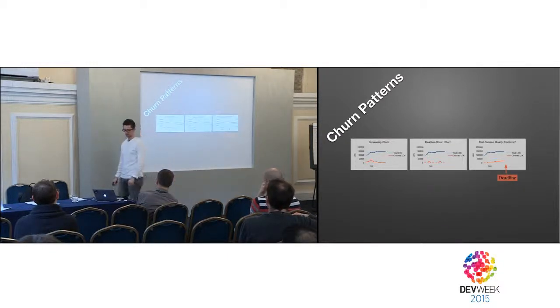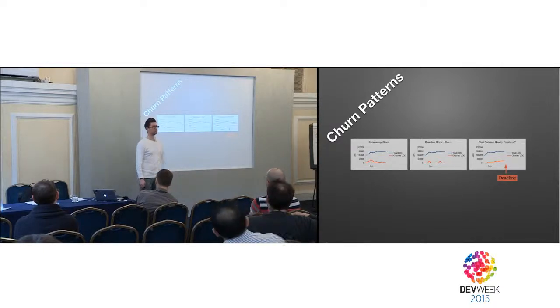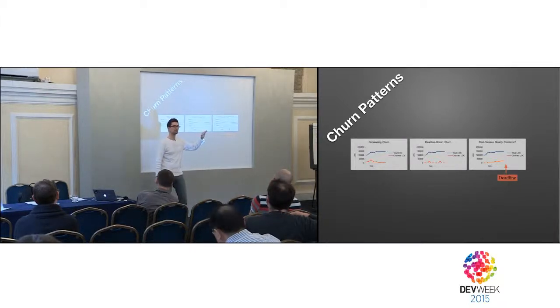The final pattern I want to show you is a place where you don't want to be. This is called a death march churn pattern. And what's happening here is that if you witness the trend, you see that as we approach a deadline over here, our code churn increases. We're changing more and more of the system.